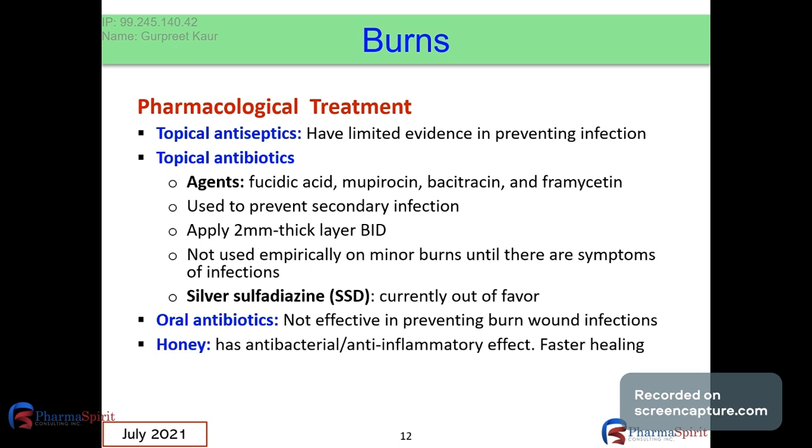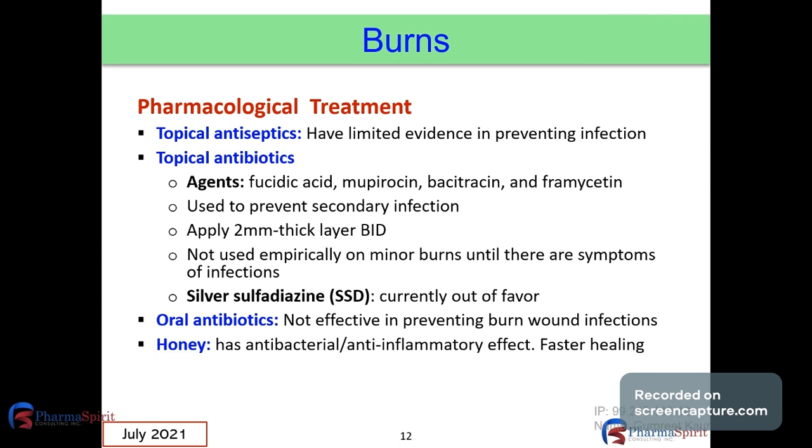We will talk about this in a second. Topical antibiotics are used to prevent secondary infections. And on a previous slide, we mentioned the factors that increase the risk of secondary infections, such as malnutrition, smoking, age less than 5 years of age, and more than 60 years of age, those who are immune compromised, and those with comorbidities such as diabetes and vascular diseases.